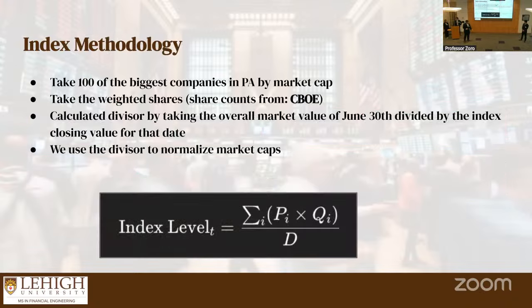Now, as David had said, a big portion of it was rebalancing the index. So what we did is as we said, we take the 100 biggest companies, we take the weighted shares, and we calculate something called a divisor. Now, this allows us to rebalance without having big shifts where the index goes from 120 to 124 in a single day. That wouldn't be ideal for investors or anybody else. So we use a divisor with the function here.